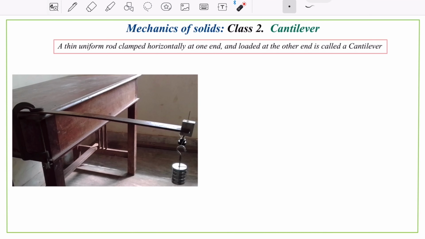Hello everyone, this is the second class on the mechanics of solids. In this class, we will study the cantilever. What is a cantilever?